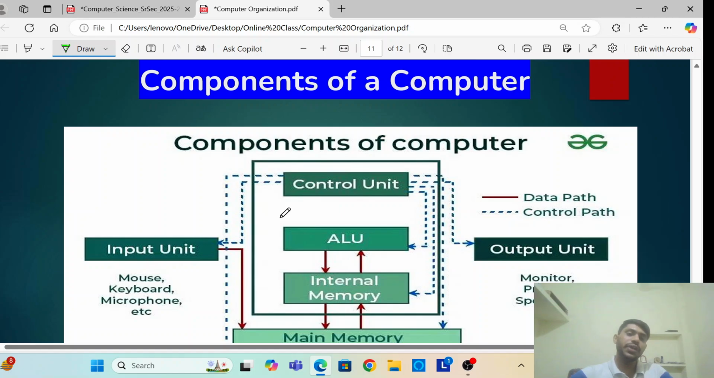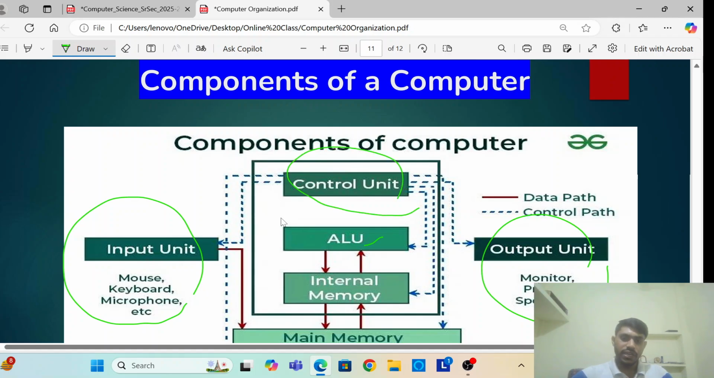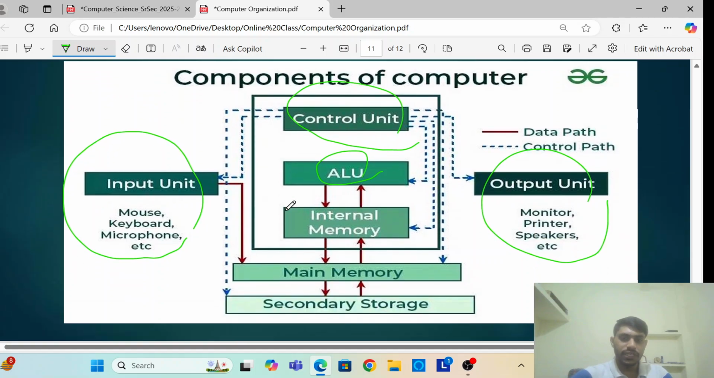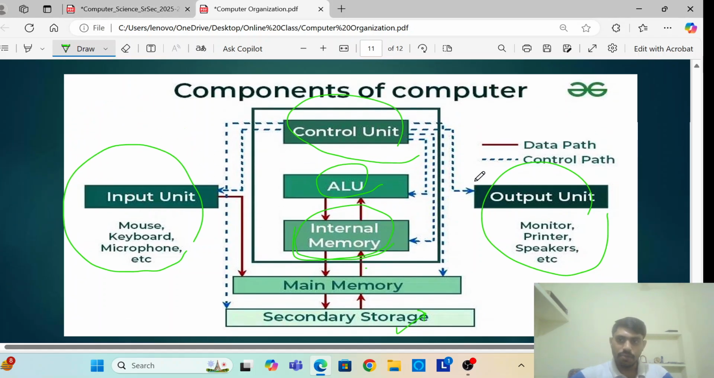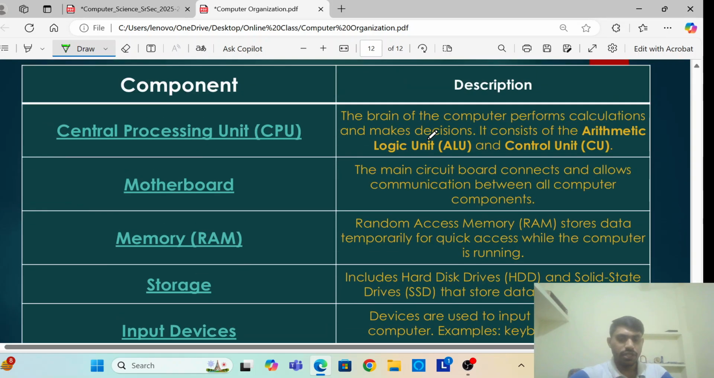The components of a computer: you can see the different units we have already discussed. Input unit, output unit, control unit, which controls everything, and the arithmetic logic unit, which performs all the arithmetic and logical operations. Internal memory performs the storage operation, main memory passes the data to the internal memory, and then secondary storage. You can see the data path and control path here. Whenever this signal is there, it is passing control; whenever this signal is there, it is passing data. Remember, okay?